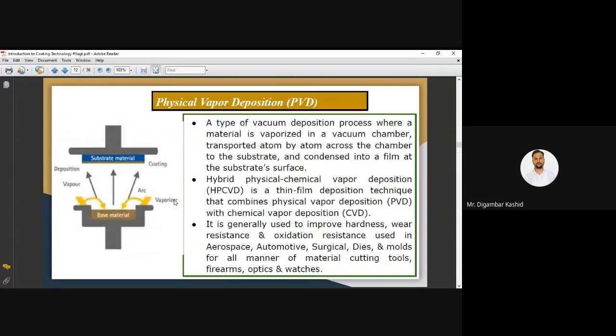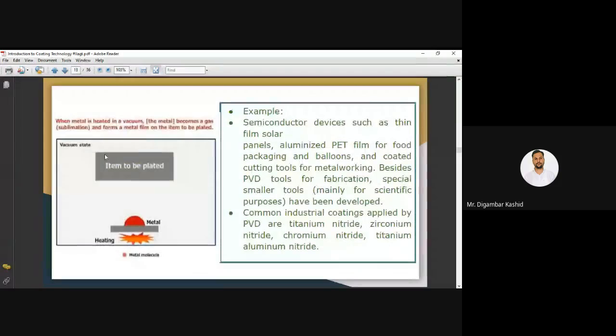you can see when your metal is heated in the vacuum, then the metal becomes a gas, vaporizes. That is called sublimation, and it forms a metal film on the atom to be plated. You can see here your base metal is there and it is heated in the vacuum. Then it is deposited on this plate, this is the substrate. This entire process is carried out in the vacuum.